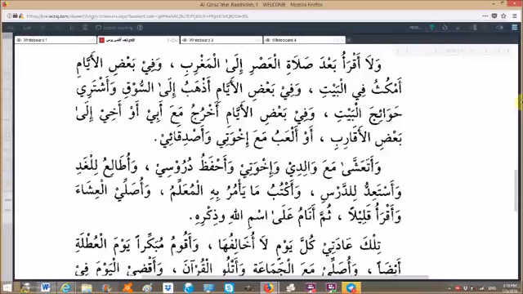hafidha yahfadhu, to memorize. And I memorize durusi, from dars. We had that earlier. Durus, dars, durusi, my lessons. I memorize my lessons. Wa utali'u, from tala'a yutali'u.